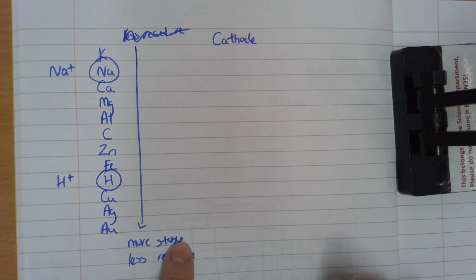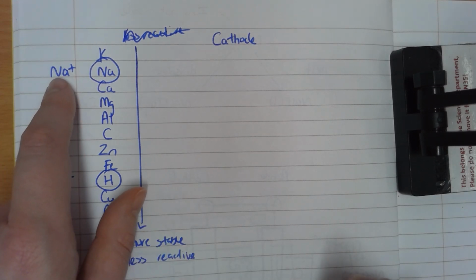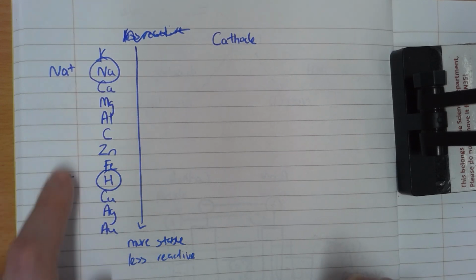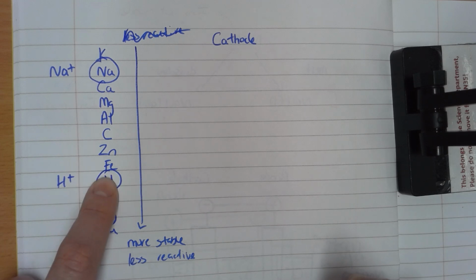Alright, so when we're deciding which one is going to form, we're going to be forming the one that's more stable. Rather than turning Na+ back into very reactive sodium metal, we're going to turn H+ back into the much less reactive, much more stable hydrogen.